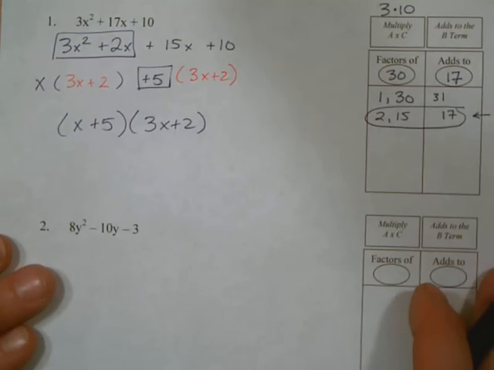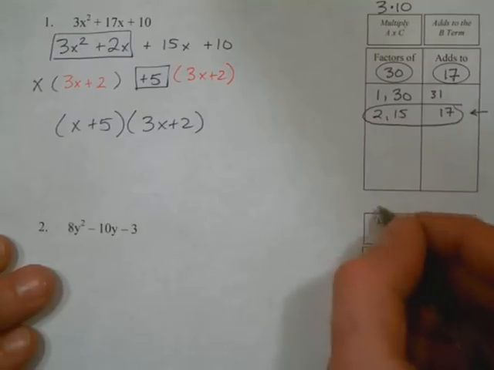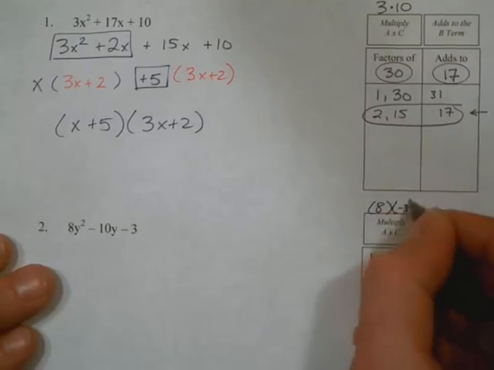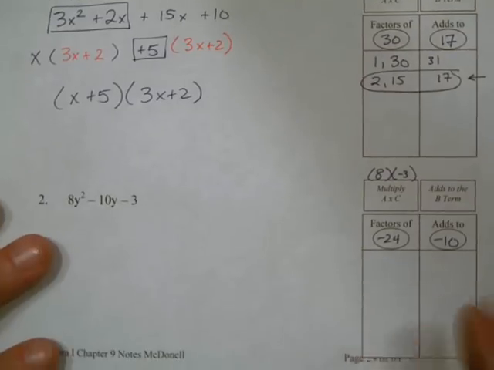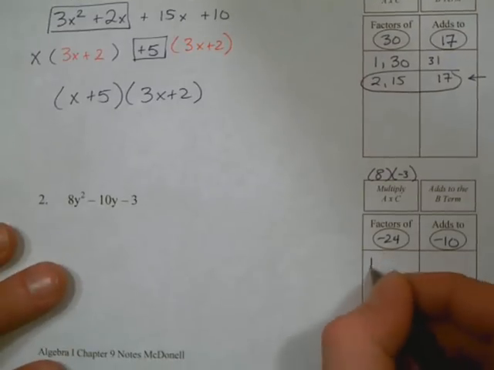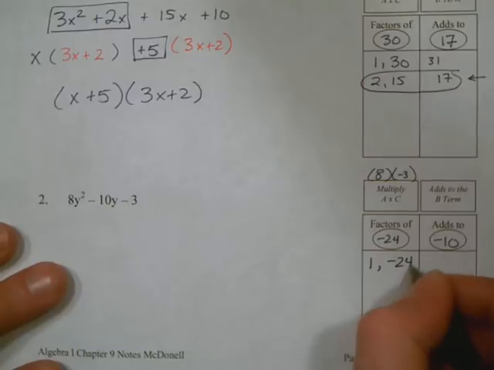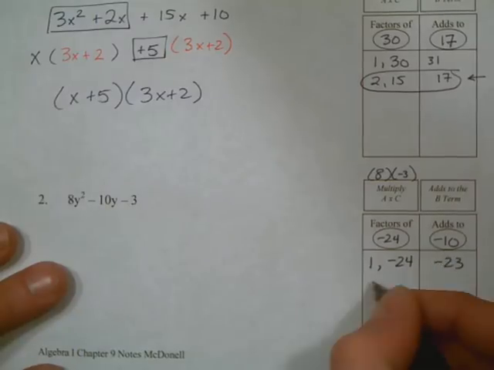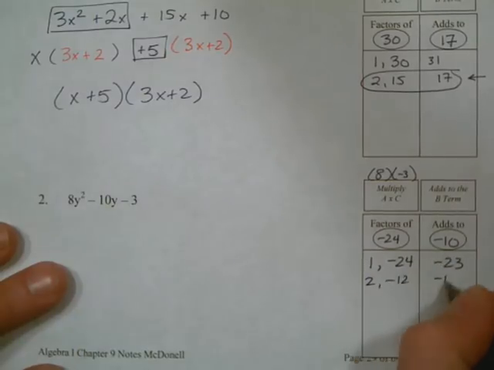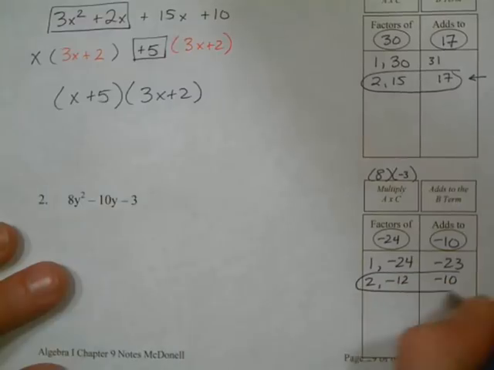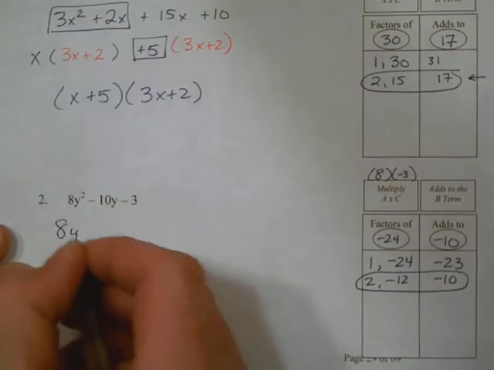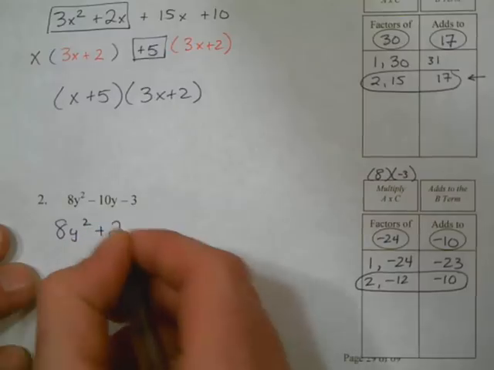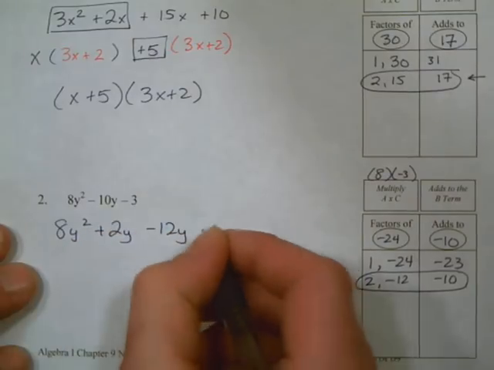Let's look at number 2. 8y squared minus 10y minus 3. Well, 8 times negative 3 is negative 24. It's supposed to add to negative 10. Well, let's try to see what we have here. 1's a negative and 1's a positive since it's a negative number. So 1 and negative 24 is negative 23. 2 and negative 12 is negative 10. So we multiplied, we added, and now we choose this one.